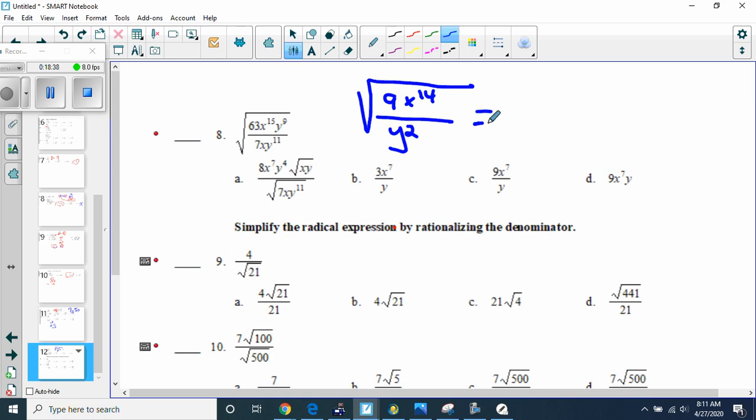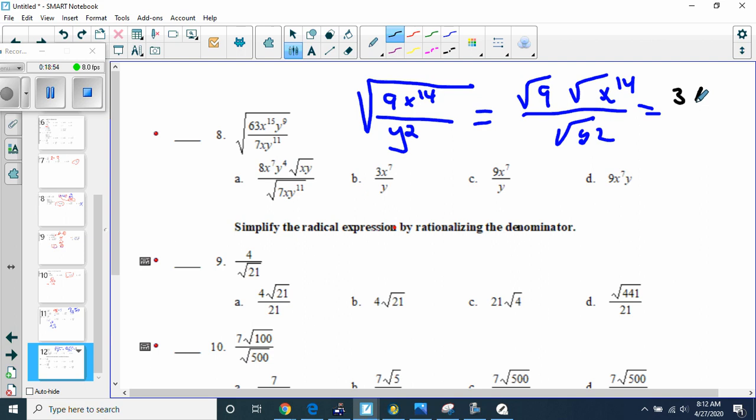So now we can just break this up into the square root of 9, square root of x to the 14th on top, over the square root of y squared on the bottom. And then this falls apart very nicely. Square root of 9 is 3. Square root of x to the 14th is x to the 7th. Remember, divide 14 by 2 is 7. And the square root of y squared is divide by 2, and we get just y. So that gives me this answer here.